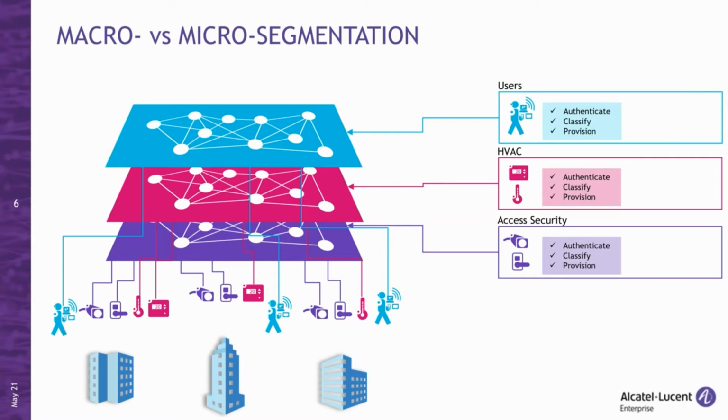Up to this point, we are still talking about macro segmentation, which does have security benefits, but in many cases is done for organizational or administrative reasons. For instance, cameras and door locks fall under the control of the access security group, whereas thermostats fall under the control of the building maintenance group.